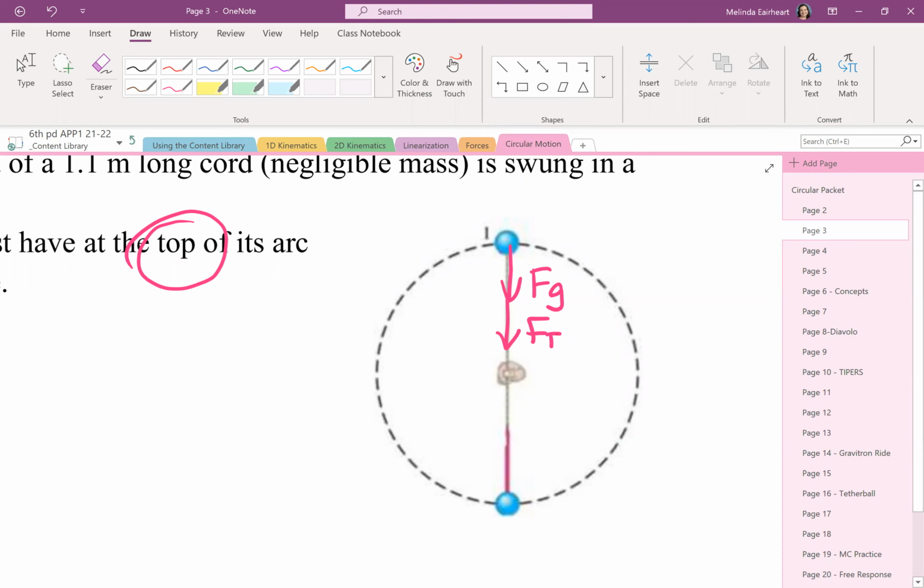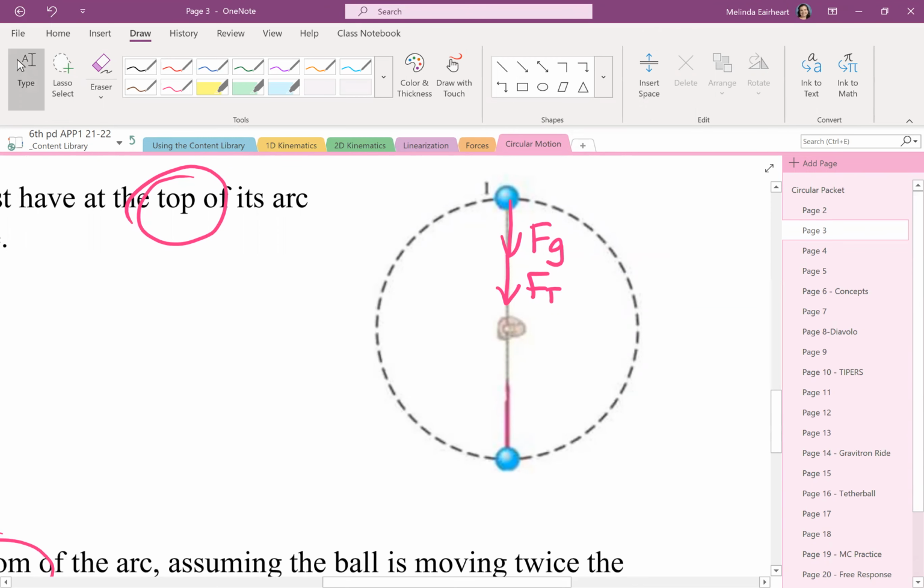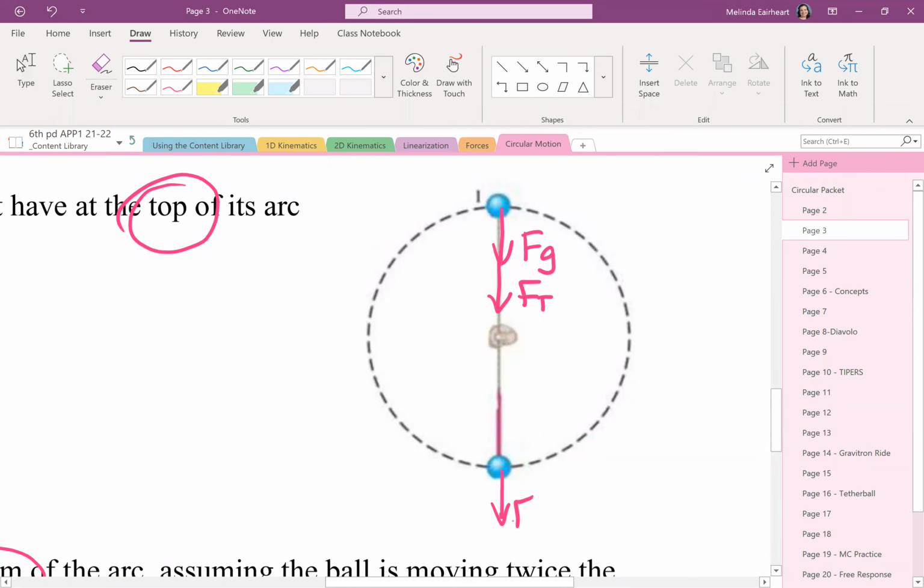What about at the bottom? What forces are acting on the ball at the bottom? Gravity and tension, same 2 forces, but wait. Gravity, still FG, same, right? Your weight does not change. The direction gravity's pulling you does not change from top to bottom. However, tension does. What direction is tension pulling on the ball now?